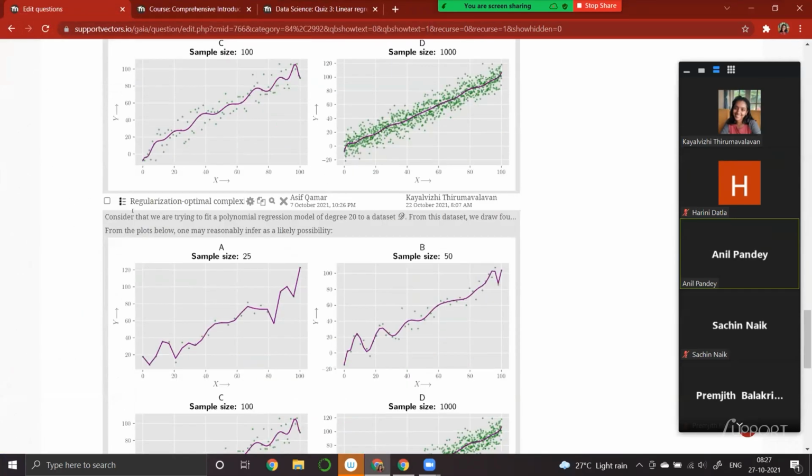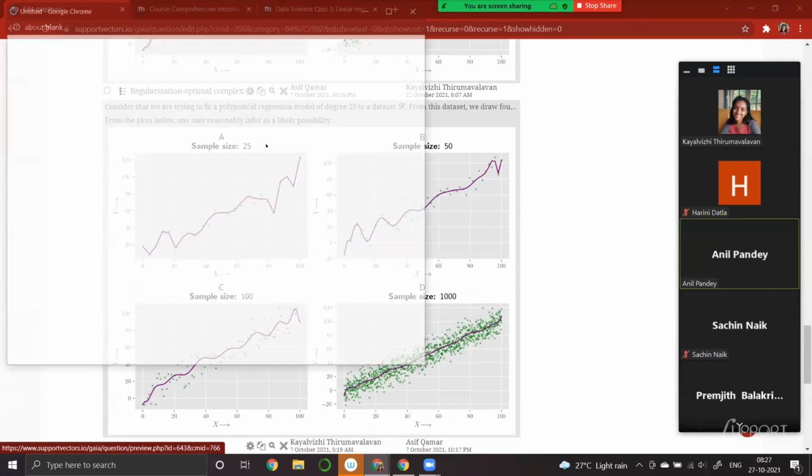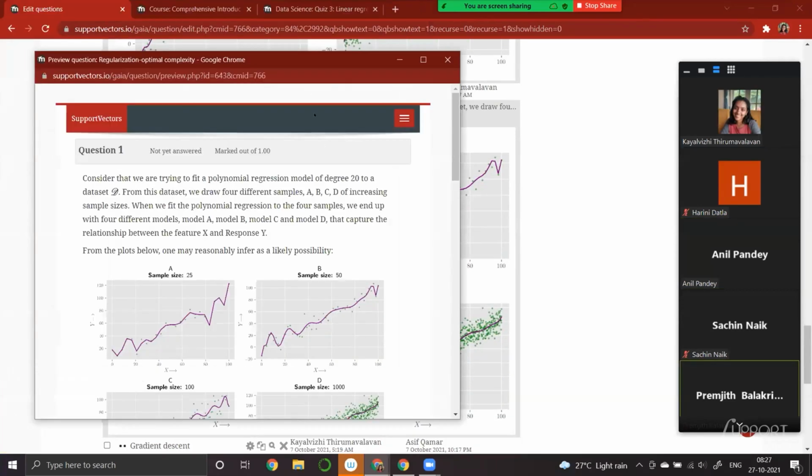Okay. I think the key thing to take there is the fact that regularization kicked in for D. Exactly. Yeah, I got it wrong. I kind of didn't discern that. Yeah, that's the point of discussion, to confuse you.